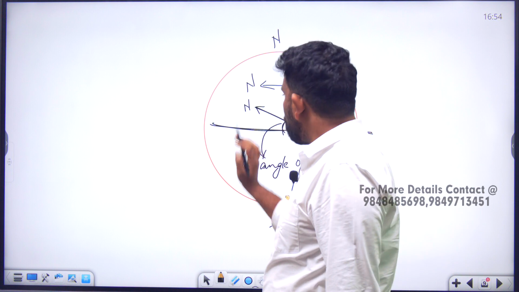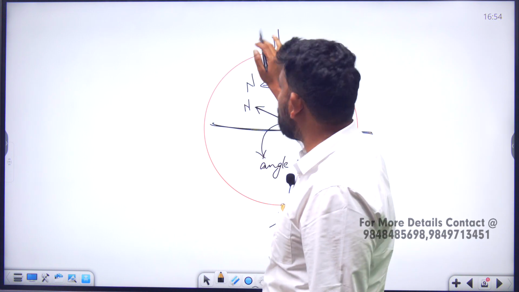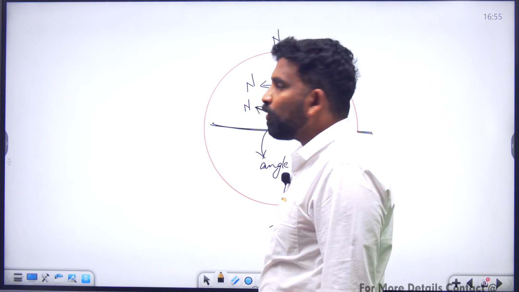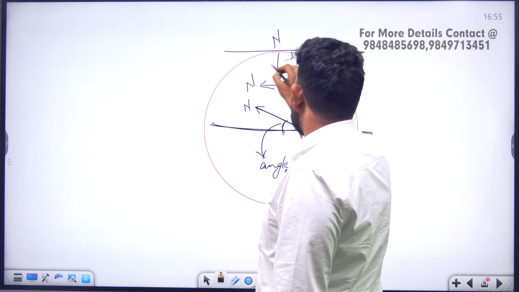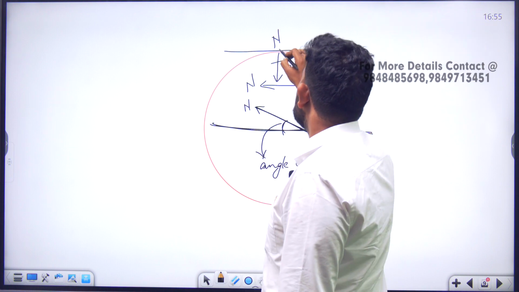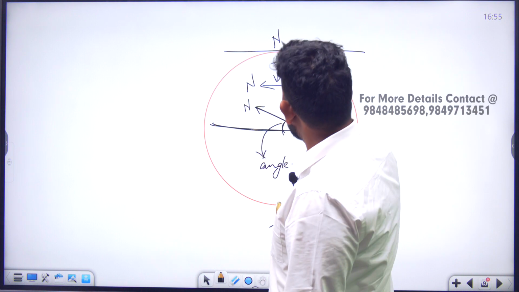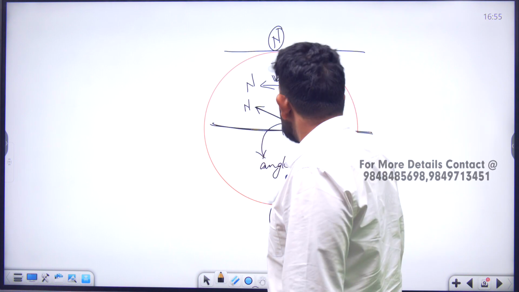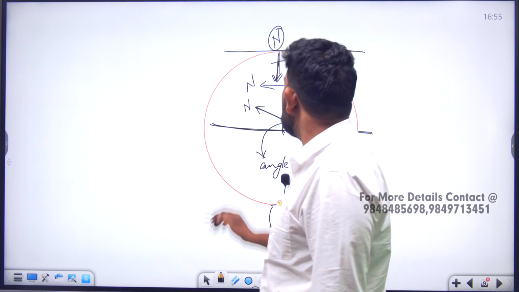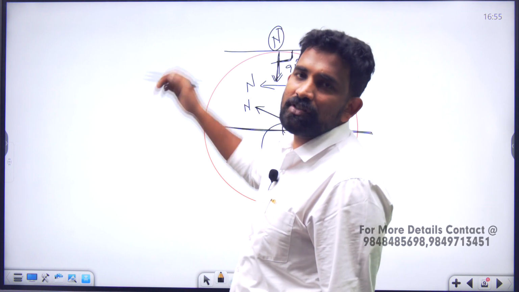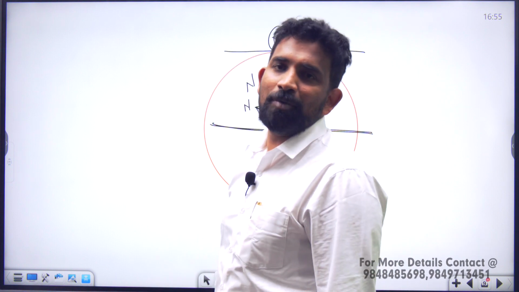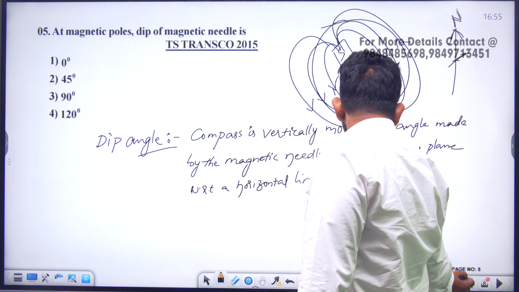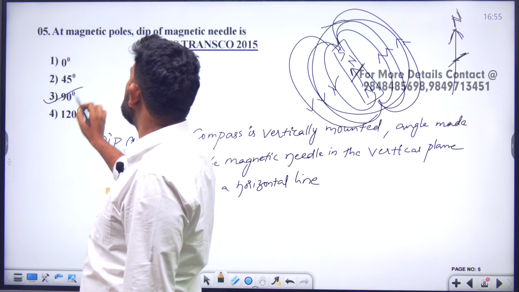So at poles, whenever we bring this needle towards here, obviously it will tend to move towards the down direction. If I take this horizontal line as a reference, this line makes an angle of 90 degrees with respect to this horizontal. Very simple, because this is the north pole. The magnetic needle will show towards south, because unlike poles attract each other. So at poles, this magnetic needle will be showing you a 90 degrees angle with respect to the horizontal line. That is a very simple question. So obviously at magnetic poles, the dip of the magnetic needle is 90 degrees.